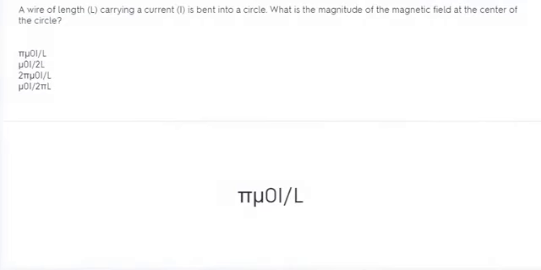A wire of length L carrying a current I is bent into a circle. What is the magnitude of the magnetic field at the center of the circle? Mu naught I over L, mu naught I over 2L, 2 mu naught I over L, mu naught L.